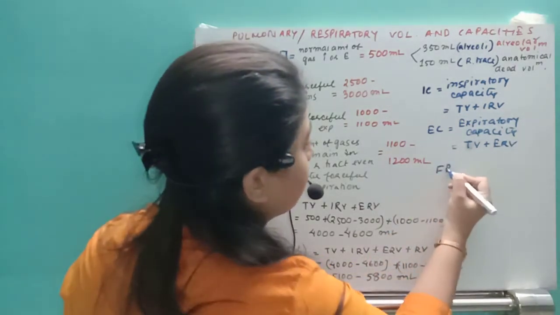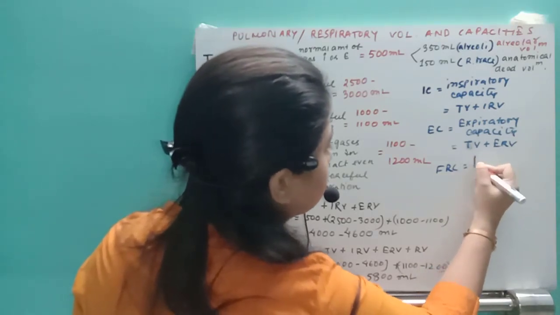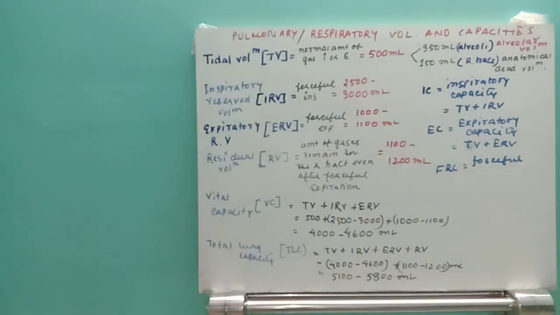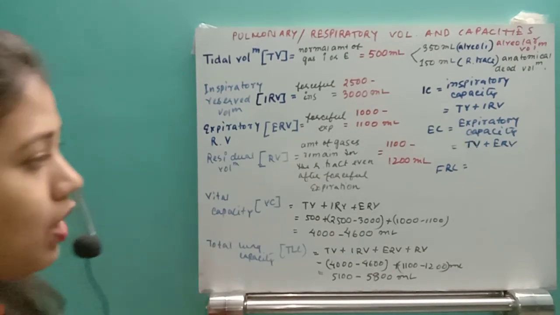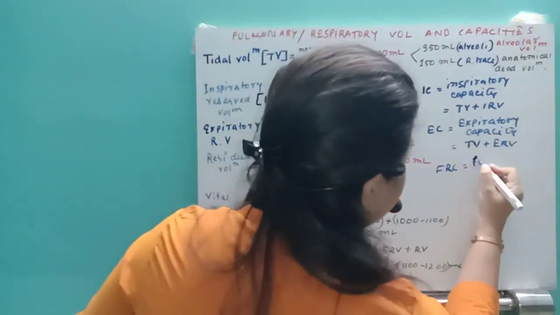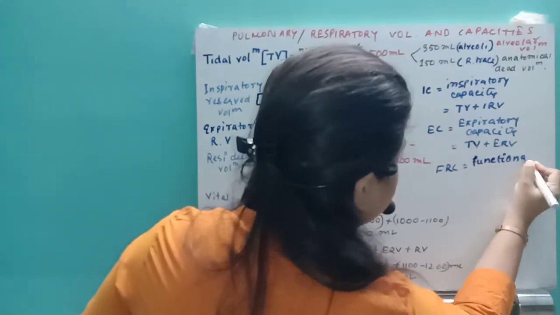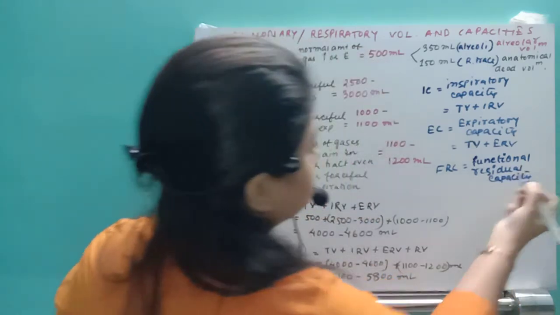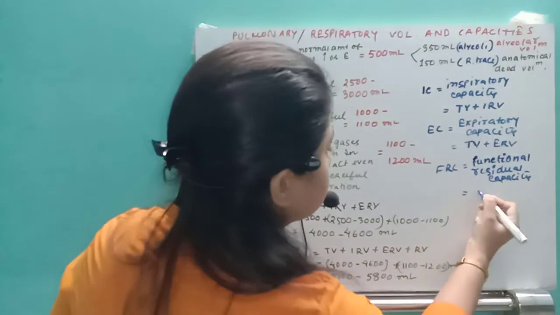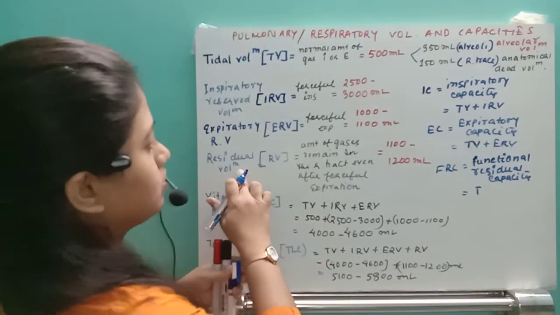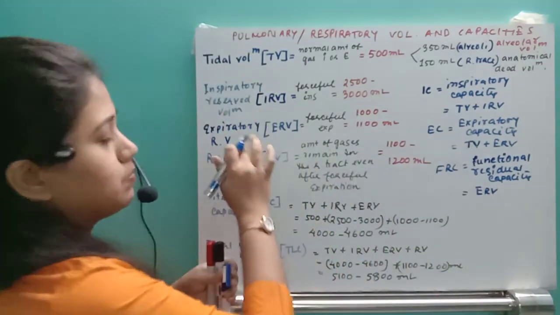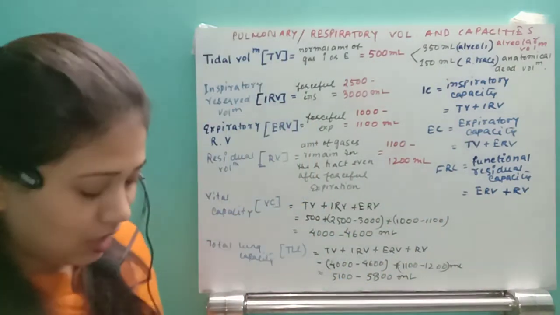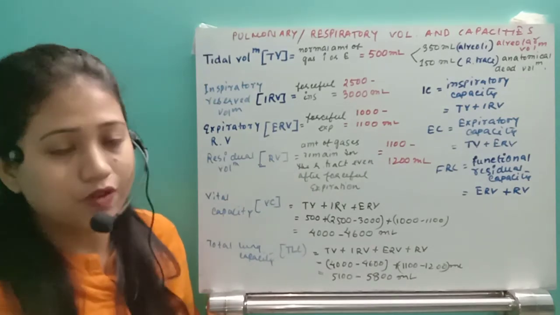Then after that we have FRC. So let us see it. FRC is the functional residual capacity. What is the functional residual capacity? This is the ERV, expiratory reserve volume, together with the next one, the residual volume. That together is known as the FRC, or functional residual capacity.